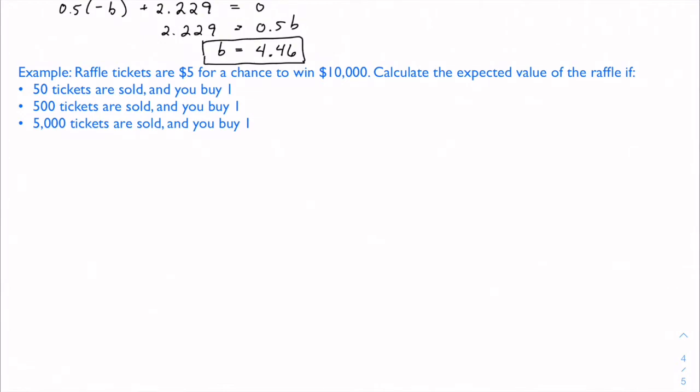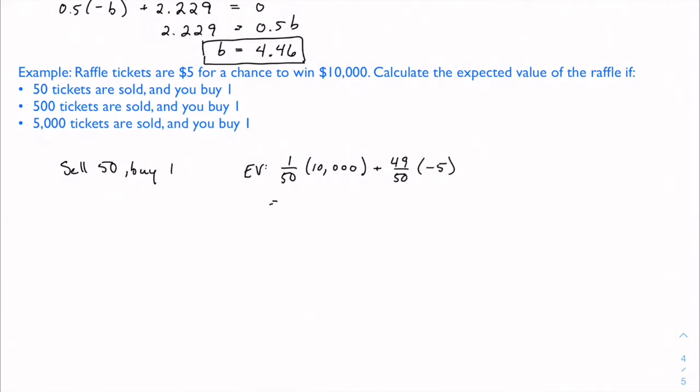And I want to calculate the expected value of the raffle if a whole bunch of different numbers of tickets are sold. So let's see what happens if 50 tickets are sold. You bought one. So you have your expected value on your one ticket. There's a 1 in 50 chance that you win the $10,000, and a 49 in 50 chance that you don't. And what happens if you don't? Well, you came out $5 poorer than you started.